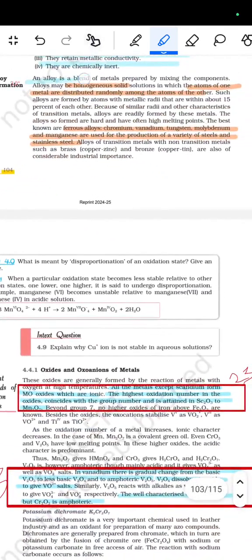तो an alloy is a blend of the metals prepared by mixing the components. Alloy may be homogeneous solid solution in which the atoms of one metal are distributed randomly among the atoms of the other. Such alloys are formed by the atoms with the metallic radii that are within the 15% of each other. Because of the similar radii and the other characteristic of the transition metal, alloys are readily formed by these metals. The alloys so formed are hard and have often high melting point.